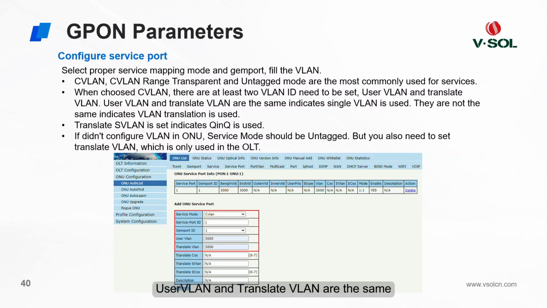User VLAN and Translate VLAN being the same indicates a single VLAN is used. If they are not the same, VLAN translation is used. If Translate S VLAN is set, it indicates QinQ is used. If VLAN isn't configured in the ONU, the service mode should be untagged. But you also need to set the Translate VLAN, which is only used in the OLT.